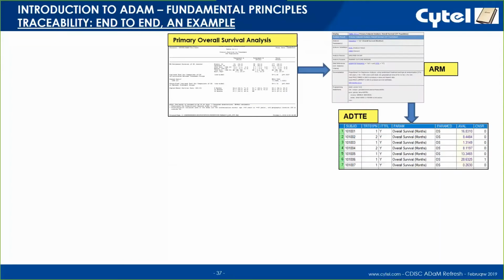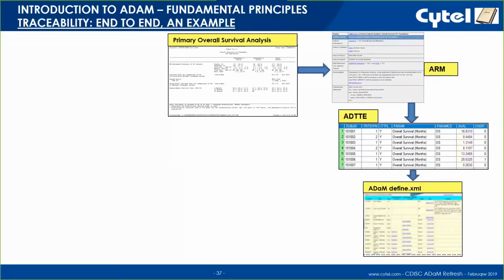Then, once we understood that for this table you used the ADaM dataset ADTTE, and you used the parameter overall survival, they will open ADTTE to see what it is. And then, let me see how this sponsor derived overall survival. So they will open the define XML and look at the specification.